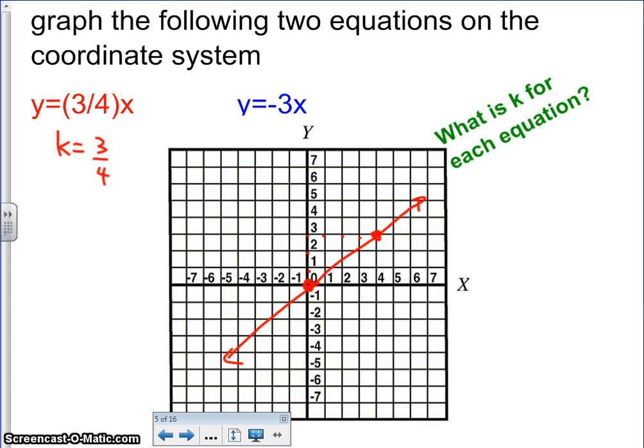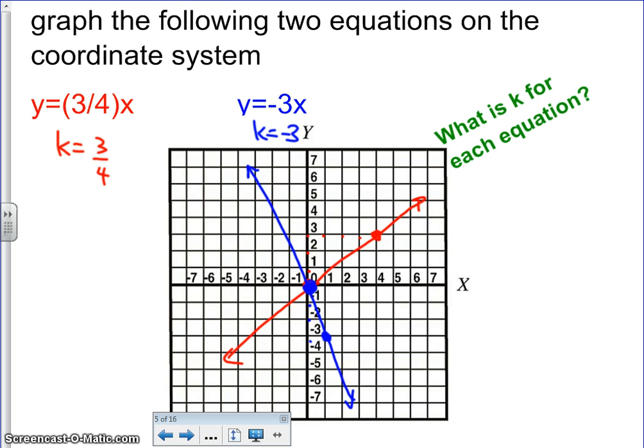We'll go ahead and do the same thing for the blue one. K for the blue one is going to be -3, which means that's going to be your slope. Since it's a direct variation, it goes through the origin. The slope is -3, which means we go down 3, 1, 2, 3, and over 1. Remember, when your slope is just an integer, it's always over 1. So here is that direct variation. So we have just successfully graphed two direct variations.